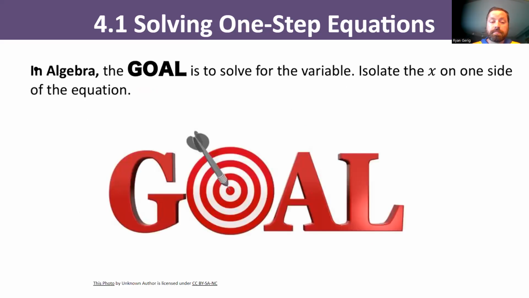In algebra, you have to remember the goal is to solve for the variable. And the way we solve for a variable is by isolating the x on one side of the equation. We need to move numbers that are attached to x. And you will see numbers being multiplied by x, divided with x, added and subtracted with x. We have to know how to move those away so that we can get a value for x.